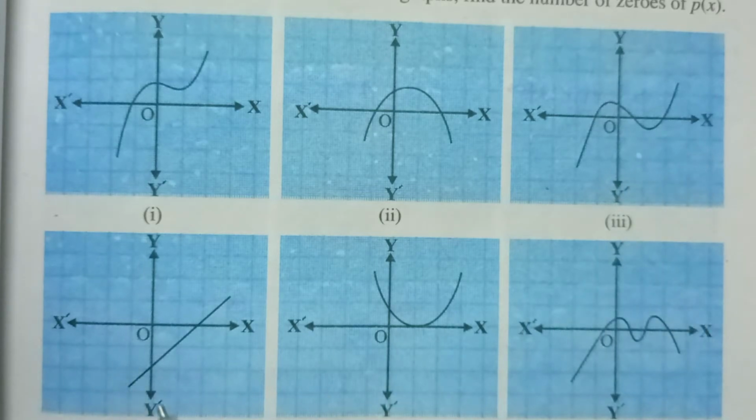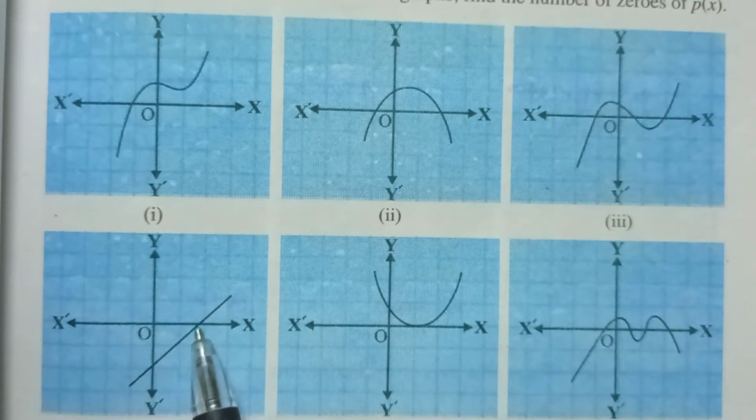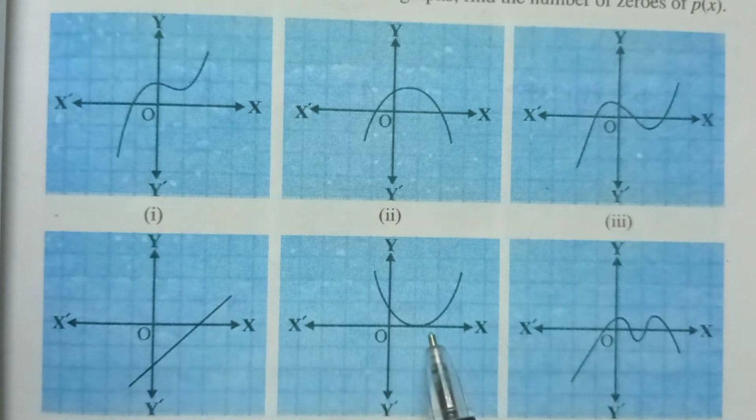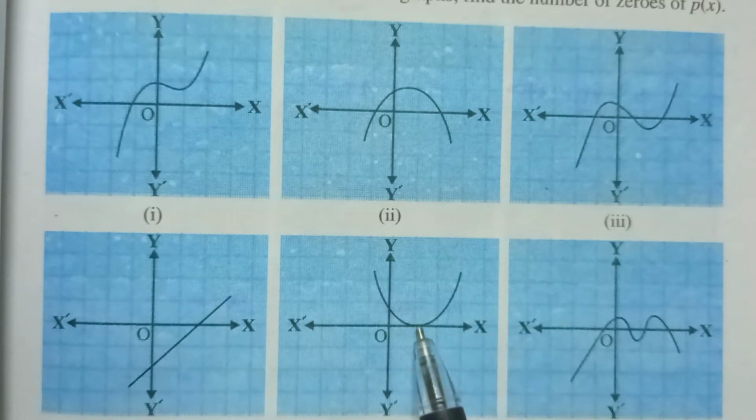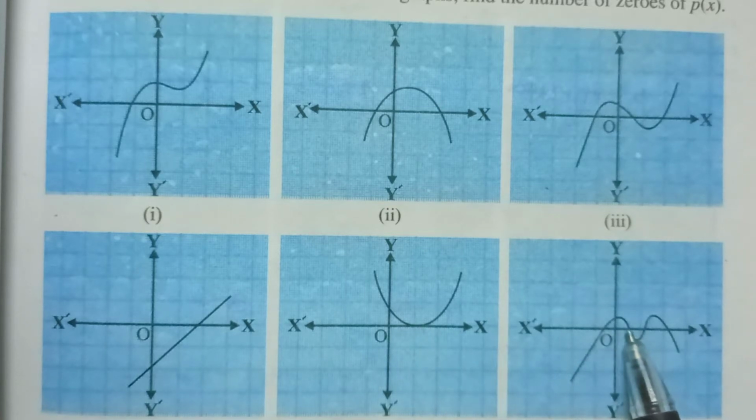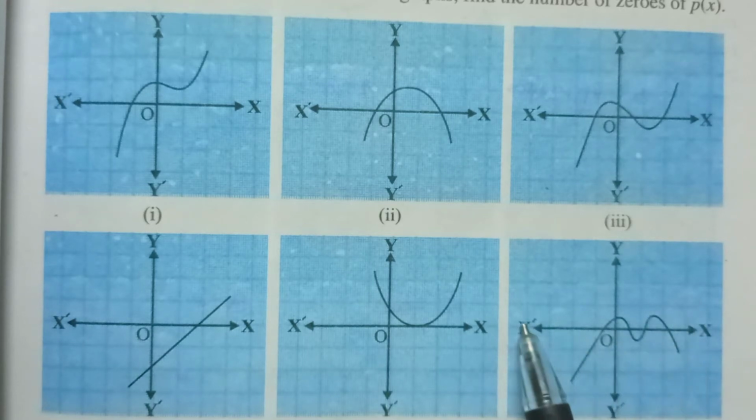Look at this graph. The graph is a straight line. It is touching the x-axis at exactly 1 point. Therefore, the number of zeros is 1. This graph is also touching the x-axis at 1 point. Therefore, the number of zeros is 1. This graph is touching the x-axis at 4 points: 1, 2, 3, 4. Therefore, the number of zeros of this polynomial is 4.